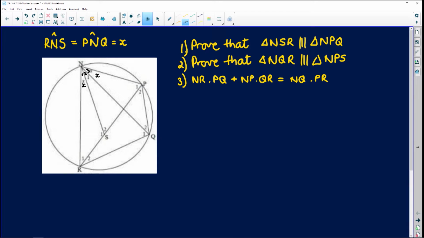Okay, let's have a look. On the screen, I've got our first question. It says, in the diagram, NPQR is a cyclic quad. Now, having got that as a cyclic quad immediately, I can say that there are angles that are equal.